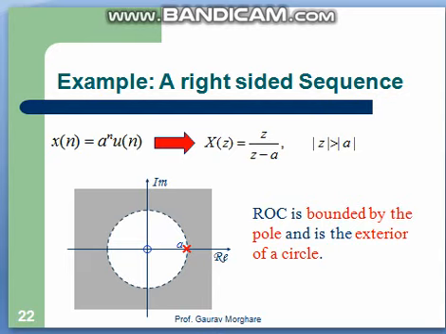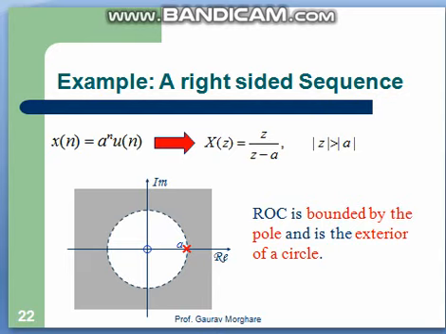I'll clearly tell you that if we substitute z minus a equal to 0, that means z is equal to a. If we substitute a value of z greater than a, then the whole term will be positive. But if we substitute a value of z lesser than a, then the term comes out negative, which should not be the condition of the ROC.